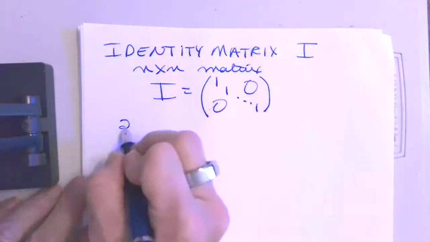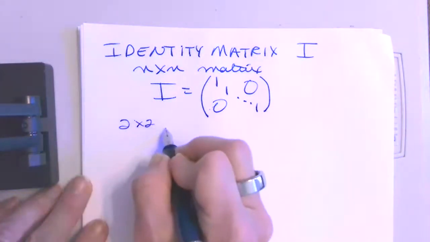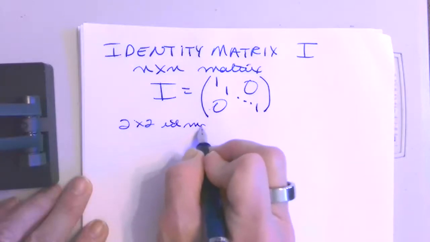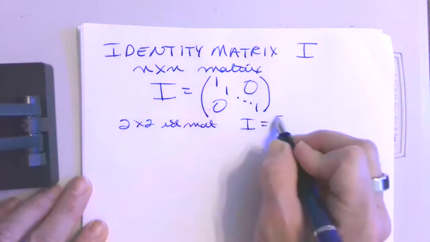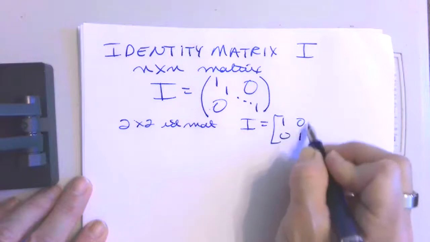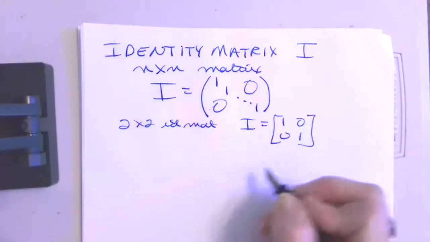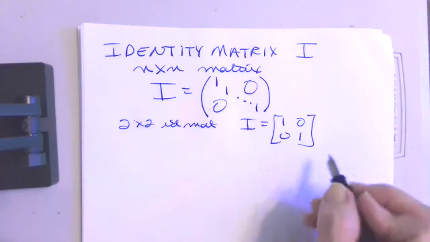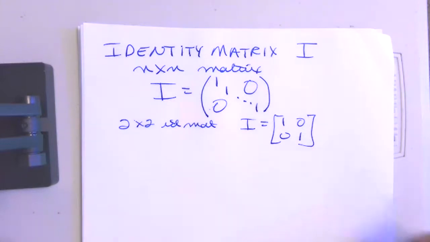So the 2 by 2 identity matrix is 1, 0, 0, 1. The 3 by 3 would be 1, 0, 0, 0, 1, 0, 0, 0, 1. Okay, so on.